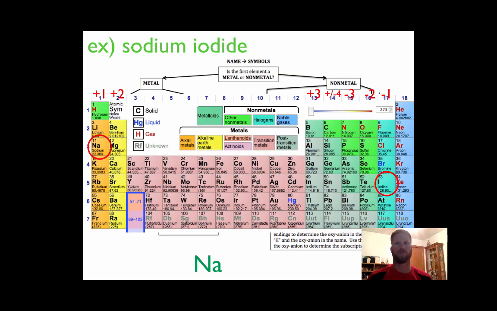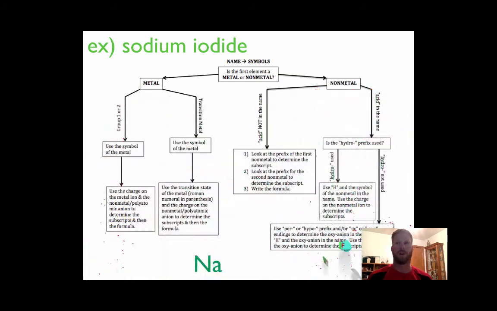Iodine is a halogen, so it will form an ion with a negative 1 charge. Sodium is an alkali metal from group 1, so it will form an ion with a positive 1 charge. Remember that you can cross the charges to help determine the subscripts. So finally, we determine the formula for sodium iodide is NaI.